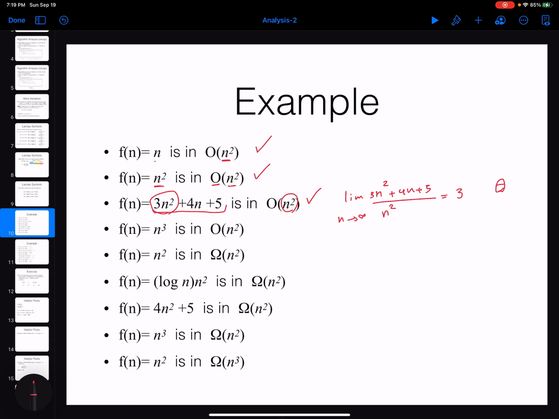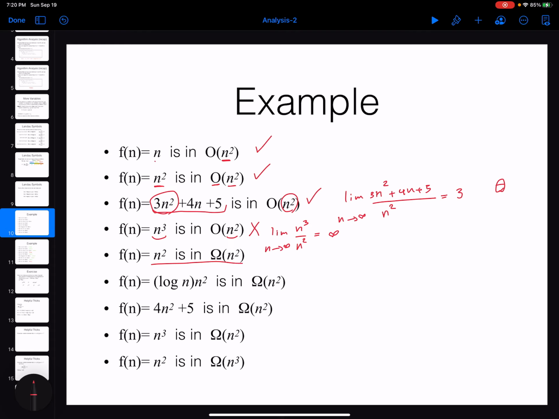So f of n equals n cube is in big O of n square. This one is going to be wrong, of course, because if I calculate the limit of n cube over n square when n goes to infinity, the result is going to be infinity, right? Because n power 3 divided by n power 2, as n approaches infinity, the result is going to be infinity. So this one is going to be wrong.